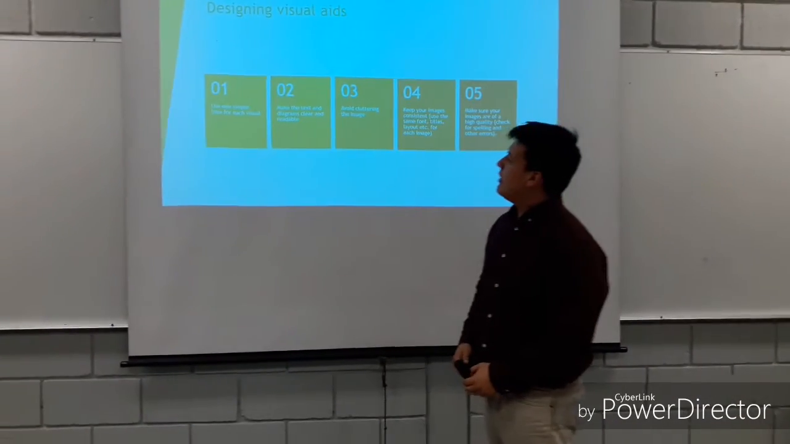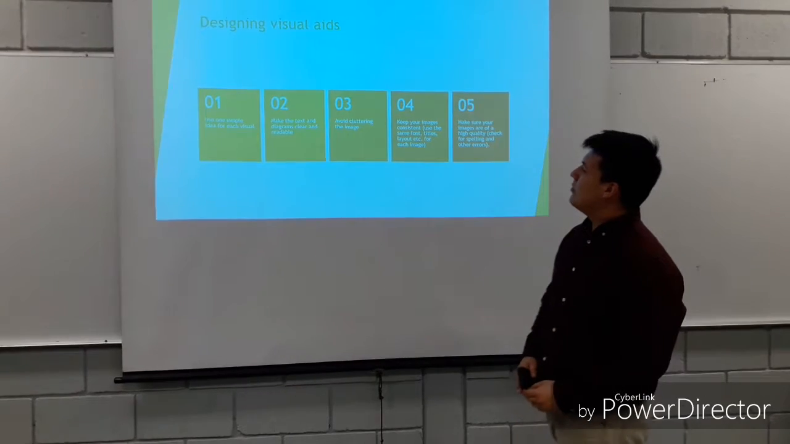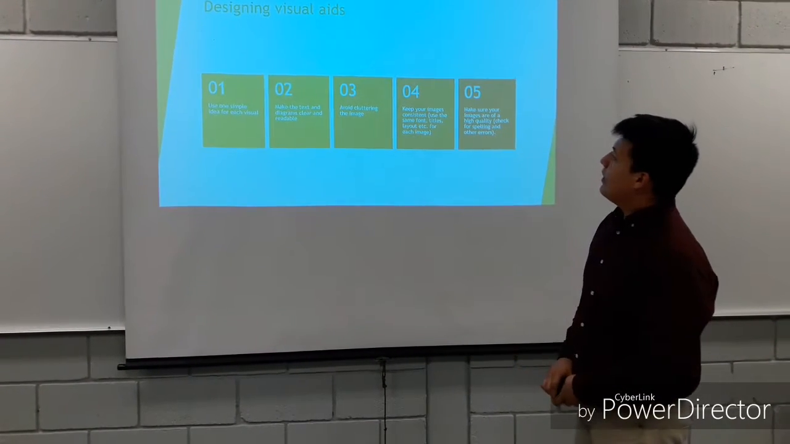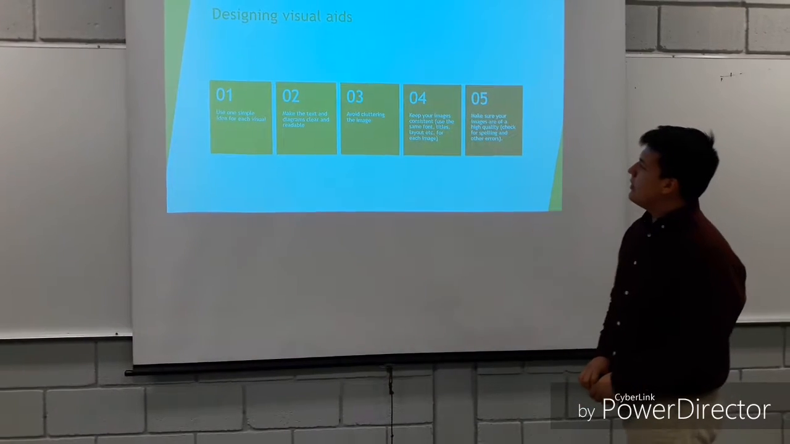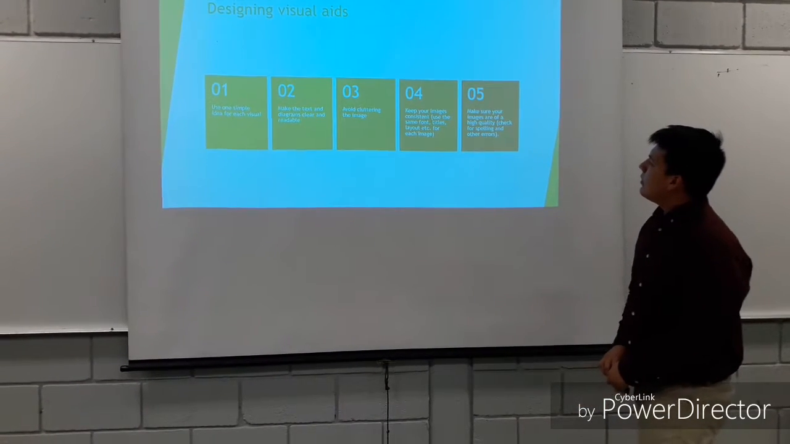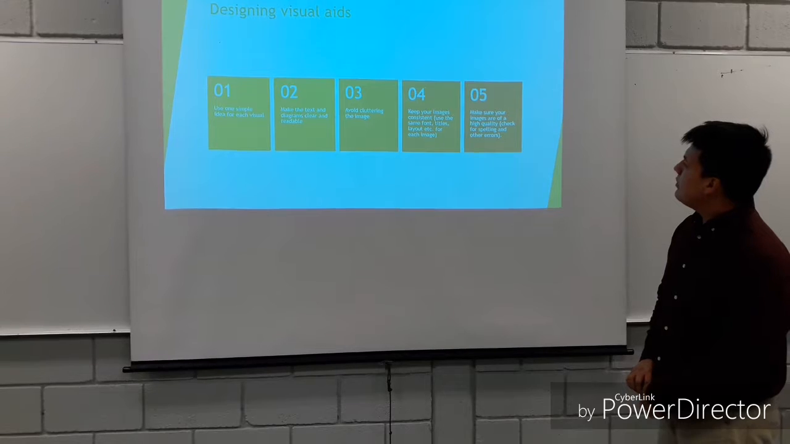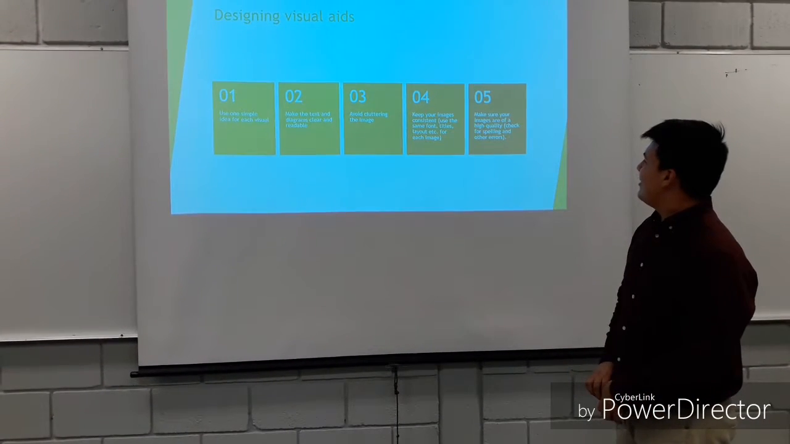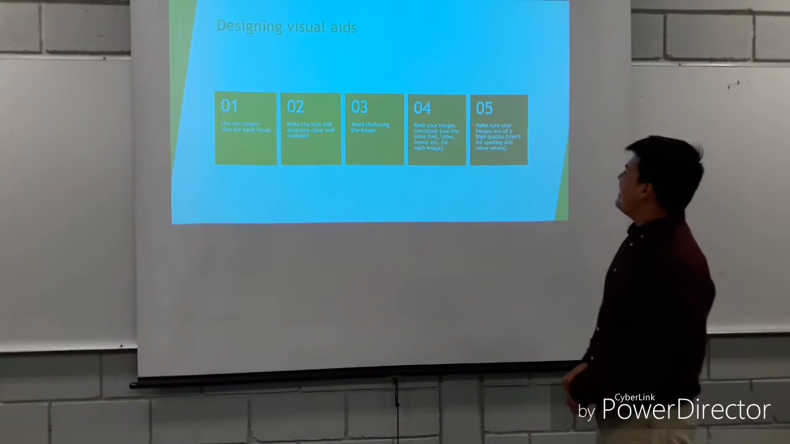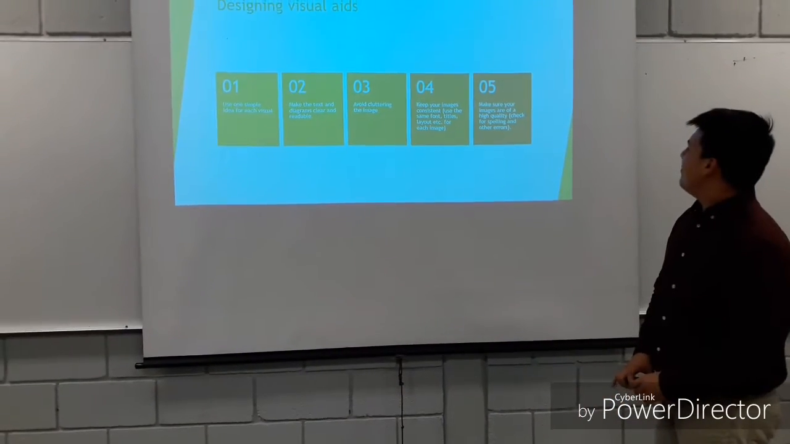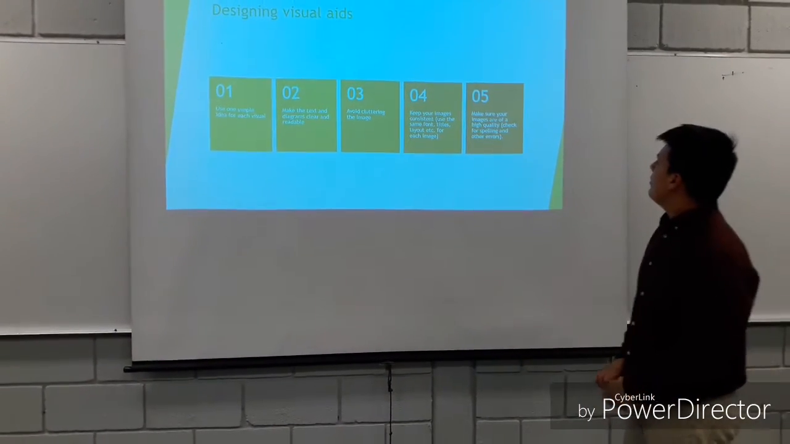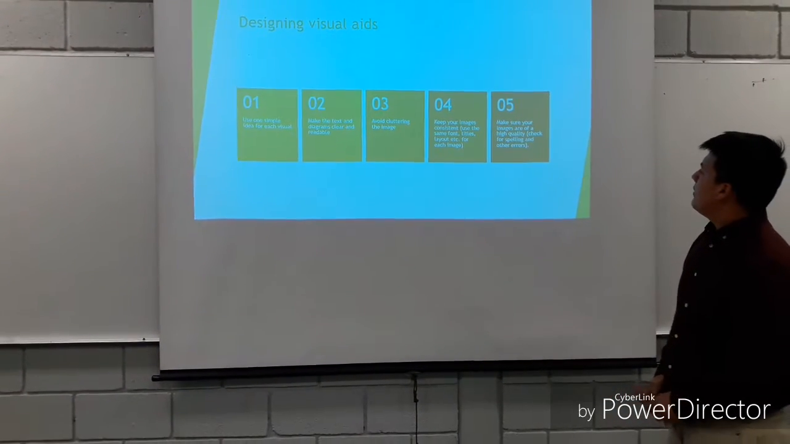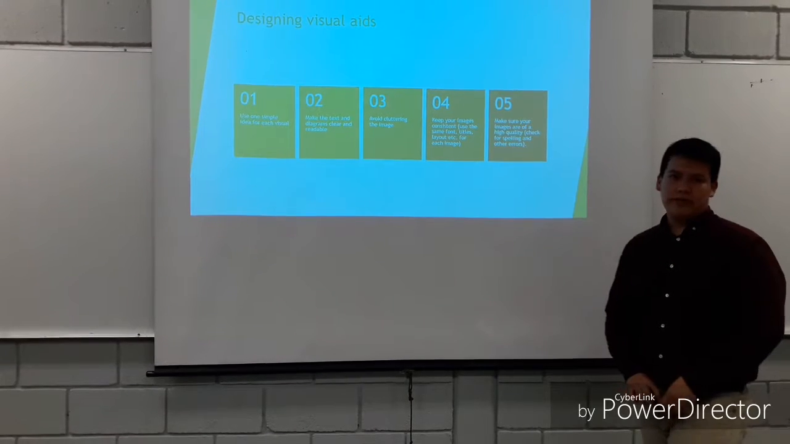Number 1, design just one simple idea for each visual. Number 2, make the text and diagrams clear and readable. Number 3, avoid cluttering the image. Number 4, keep your image consistent. Use the same fonts, titles, layout, etc. for each image. And number 5, make sure your images are of high quality and check for spelling and other errors.